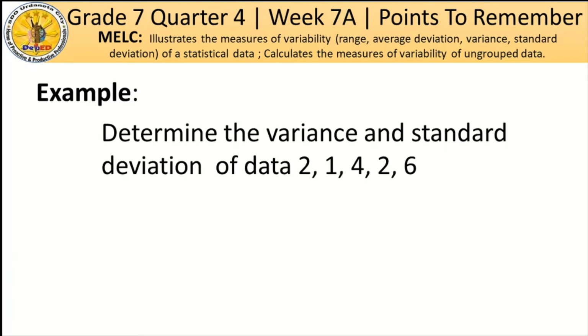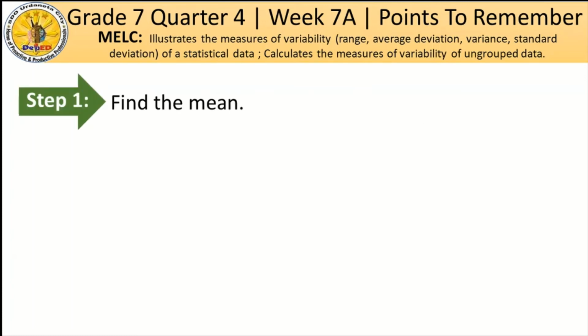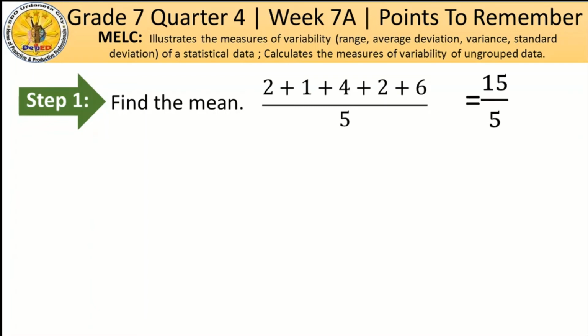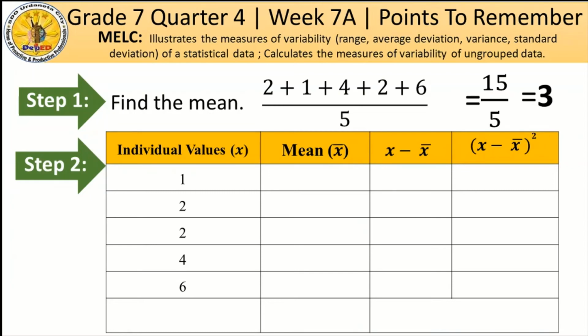Let us determine the variance and standard deviation of the data 2, 1, 4, 2, 6. So, step 1, let's find the mean. 2 plus 1 plus 4 plus 2 plus 6 all over 5 is equal to 15 over 5. So, 15 divided by 5 gives us 3. Step 2, let us construct a table listing all the individual values on the first column. From here, we could say that n is equal to 5 since there are 5 individual values. Then, we write the value of the mean on the second column, which is a result of our step 1.